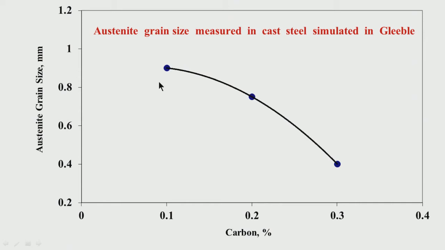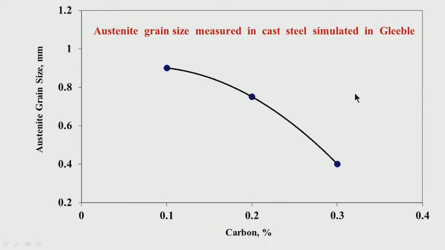So, you can actually see what the austenite grain size is when you simulate under Gleeble. Around 0.1% carbon it is quite large, and at 0.3% carbon it is relatively less, around 0.4 millimeter, and here it is about 0.9 millimeter. It's quite a large size.